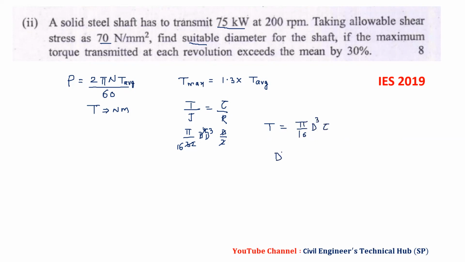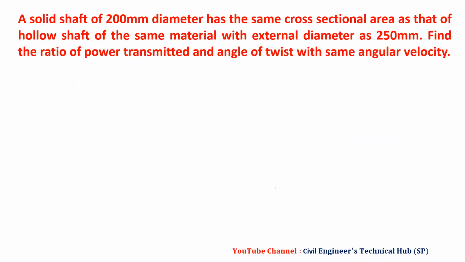And from this we can write d cube is equal to 16T upon pi into tau. And from this, d will be the cube root of 16T upon pi tau, and that will give you the value of d. Then we have another problem.